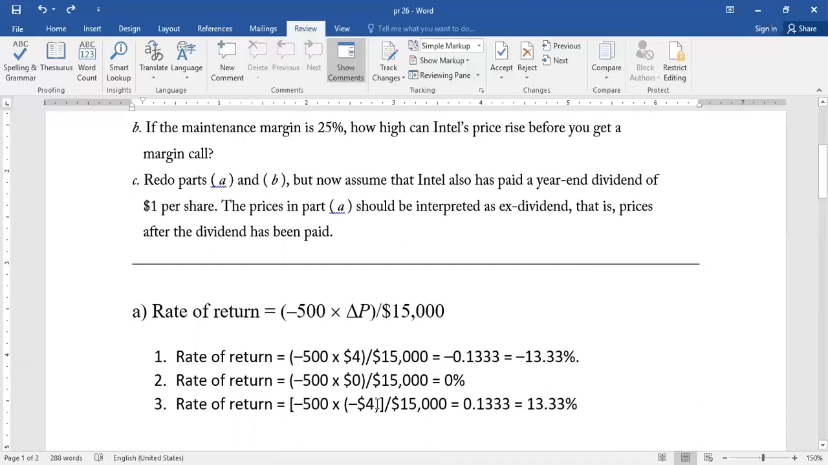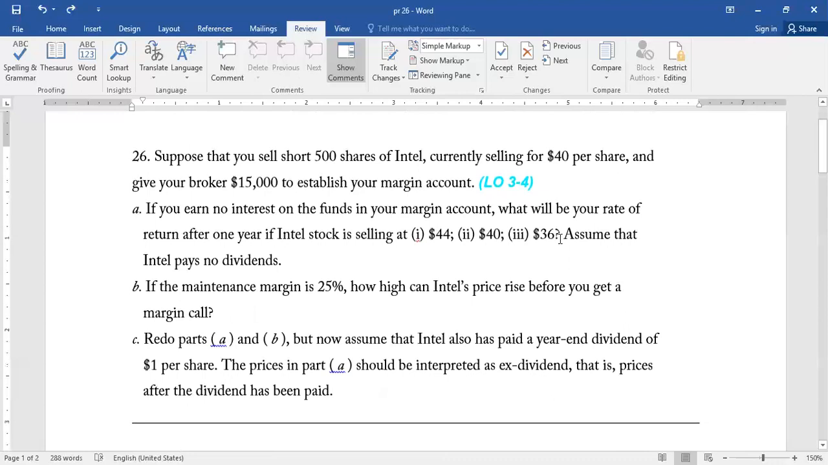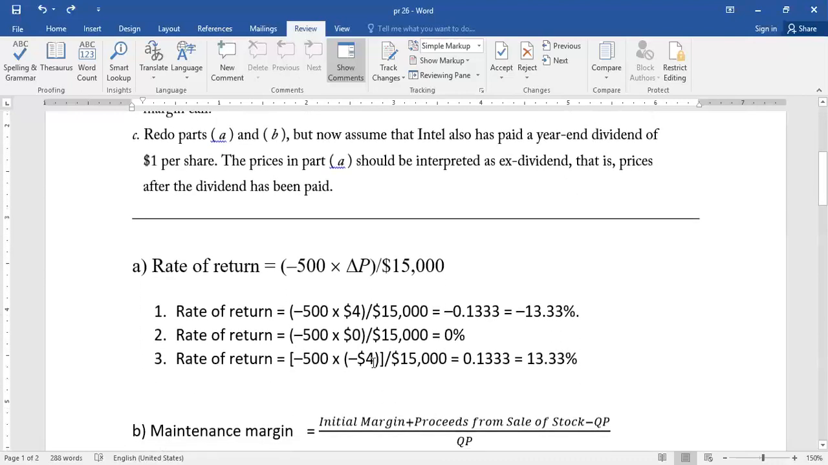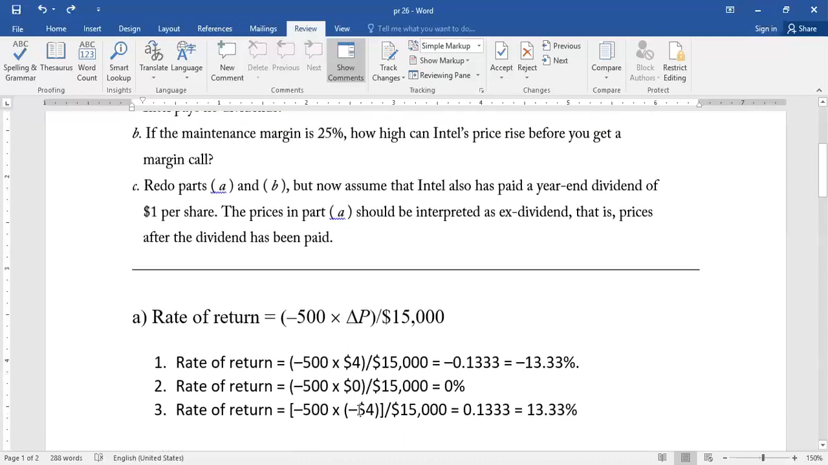Okay? So the new price minus the old price. The new price is 36 minus the old price, which is 40. So 36 minus 40, that is minus 4. So I multiply the change in price by minus 500 because I'm selling these 500 stocks, and I divide the answer by $15,000, which is my initial margin. So I get 0.13, which is 13.33%. That is my rate of return.